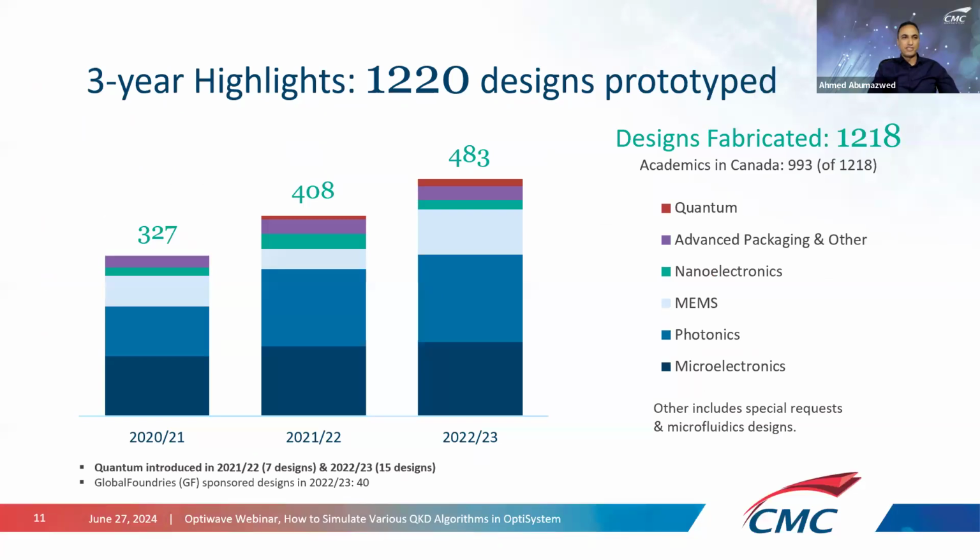This slide shows the 3-year highlights for the designs prototyped. As you can see here, we have more than 1,200 designs fabricated over the 3 years. Quantum was introduced in the year of 2021-2022, with only 7 designs. That number was more than doubled in less than 2 years. So there is an interest and progress in the quantum technologies in Canada.